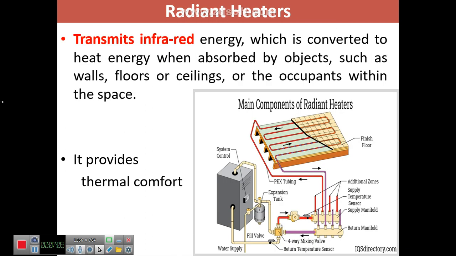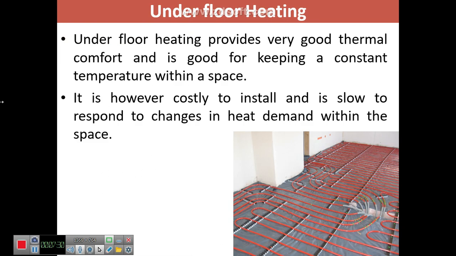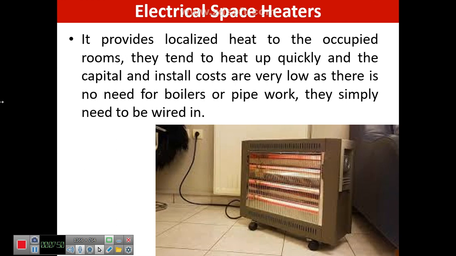Then the next one is radiant heaters. It is an infrared arrangement that transmits energy that is converted into heat, which is absorbed by the room, walls, or other items in the room. Likewise, we may get thermal comfort in the particular area. Then the next one is underfloor heating. It is a unique type of arrangement giving comfort, making the room a heated one by providing heating arrangements over the floor. Okay, the next one is the electrical space heater.